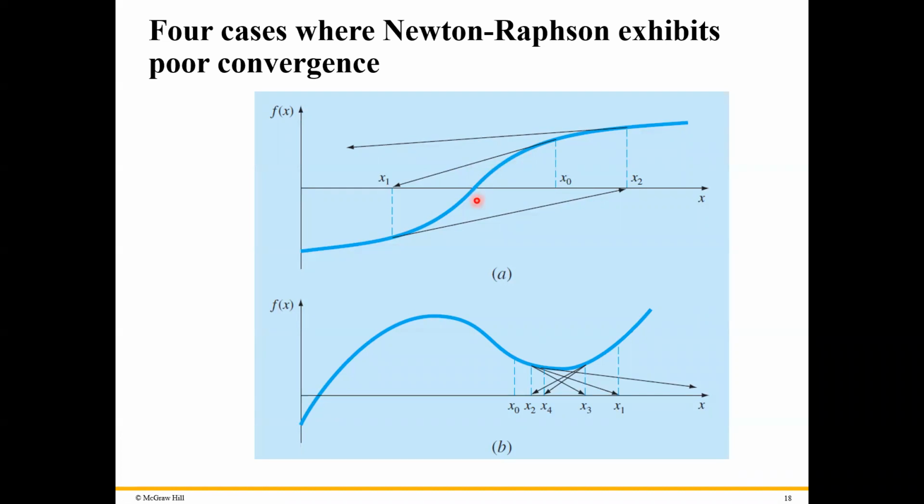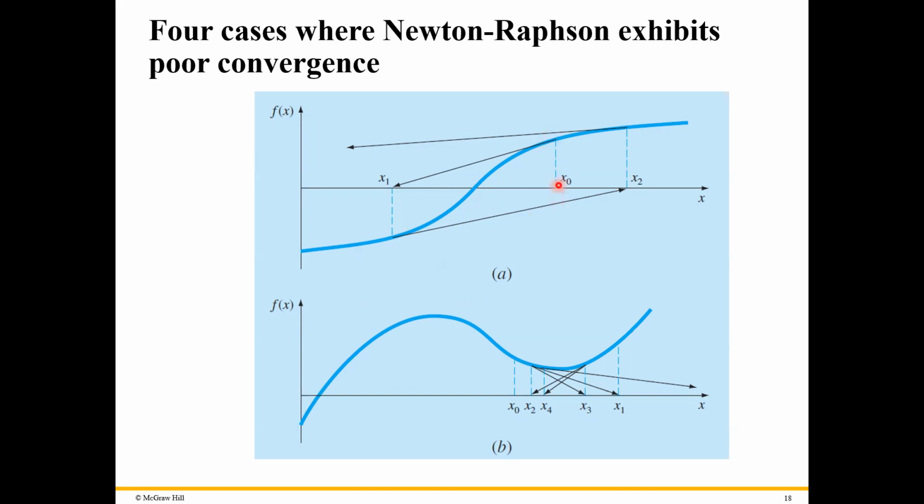But that means from the calculus point of view, if the second derivative of the function at or near the solution is closely equal to 0, then you will see that the solution will not converge. So how will it not converge?